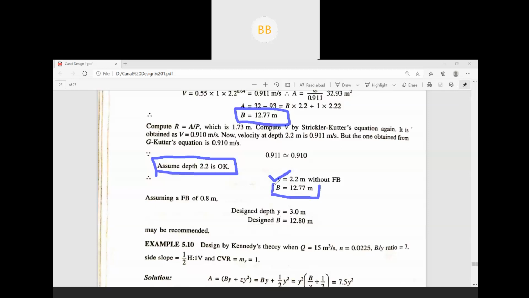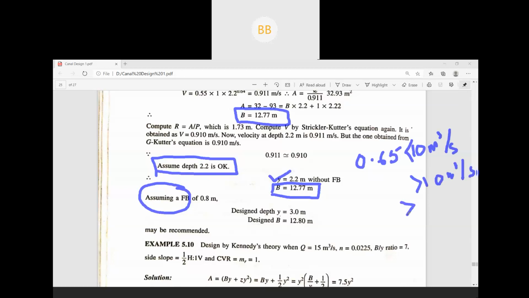Whatever width you are going to get with respect to 2.2 meter, then we have to provide freeboard. There are two situations. One is if the discharge is less than 10 meter cube per second, then we are going to provide 0.65, and if it is greater than 10 meter cube per second, then we are going to provide greater than 0.75. These are the two conditions.